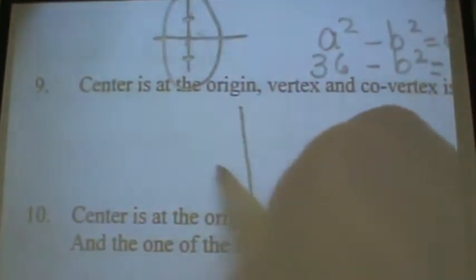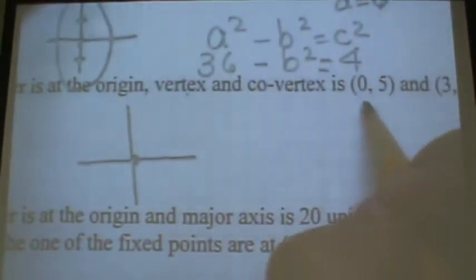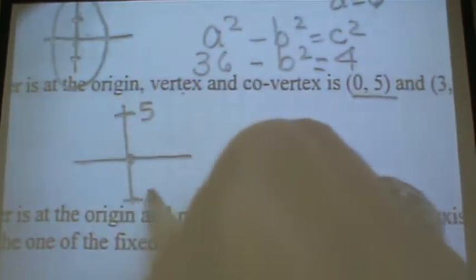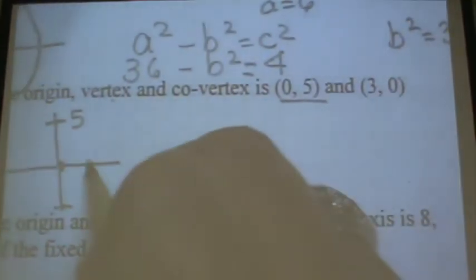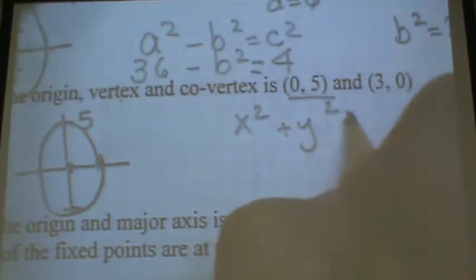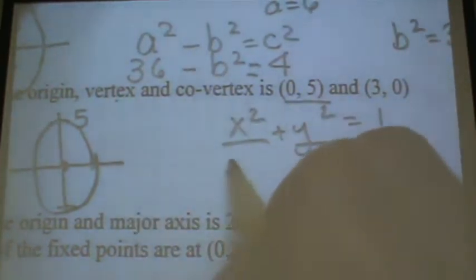Okay. The center of this one is at the origin. You have a vertex at (0, 5). These are vertices, and co-vertices are the smaller ones. So again, this is going to be x squared plus y squared equals 1. Underneath the y value, you're going to put 25. Underneath x, you're going to put 9.